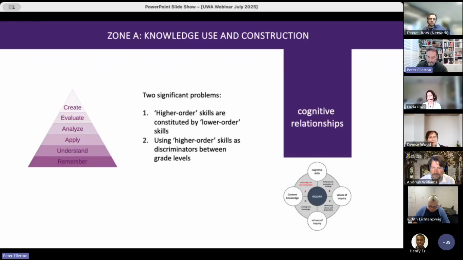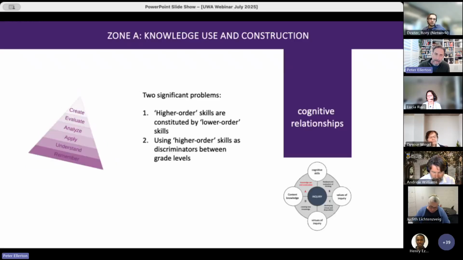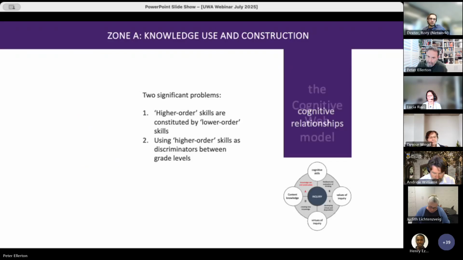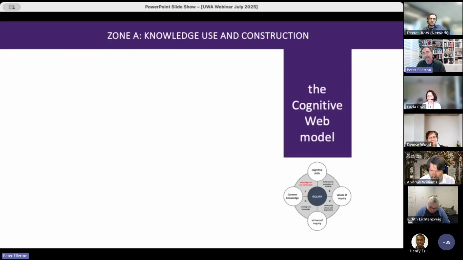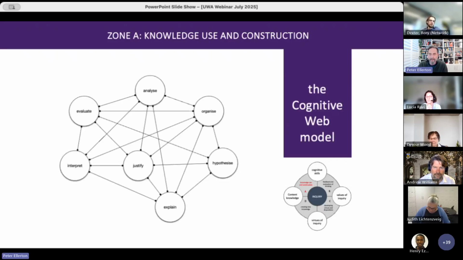So it doesn't work. So what do we do in the meantime? Well, with all of these other ones, we work with what I call a cognitive web model of cognitions, to sort of think of them more as nodes on a web. And when you pull on one, you will pull on other cognitions as well. When you ask a student to justify, it's possible that they will have to evaluate and hypothesize and many other things. Now, this diagram is simply the type of diagram I mean.